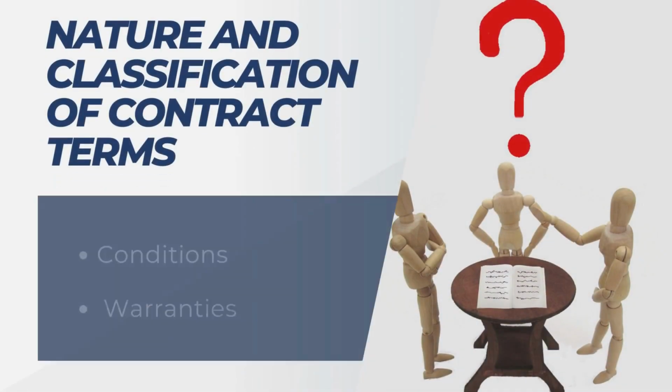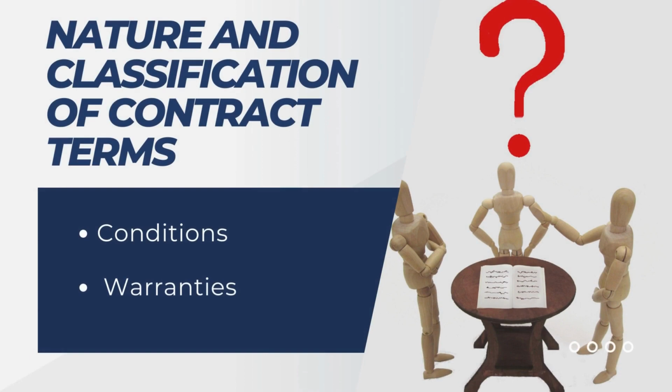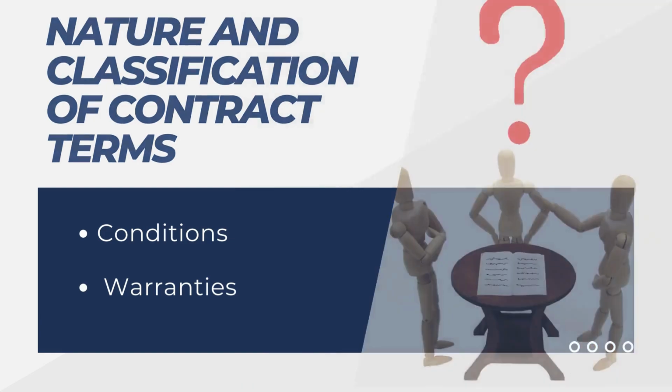The nature and classification of contract terms are crucial in construction contracts. There are two main types of contract terms: conditions and warranties. A condition is a fundamental term of the contract that goes to the root of the agreement. A warranty, on the other hand, is a secondary term that is not fundamental to the agreement. For example, Clause 2.1 of the PAM Contract 2006 states that the contractor shall carry out and complete the works in accordance with the contract. This is a condition of the contract as it goes to the root of the agreement.